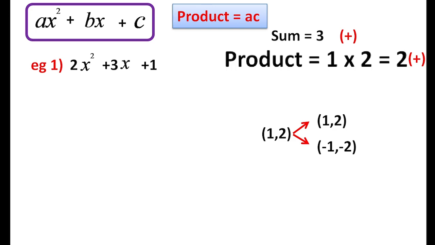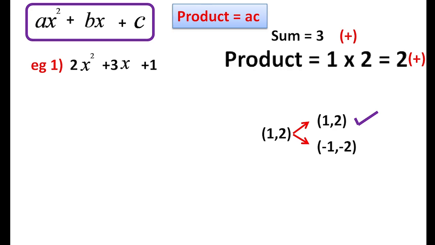So after that we have to check each and every pair such that the sum should be positive 3. Here the first pair is 1, 2, and after adding 1 and 2 we will get 3. So that is the correct option. The next option also we will check. No need to check that.